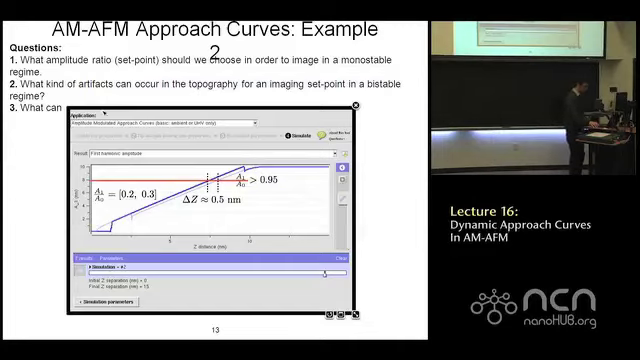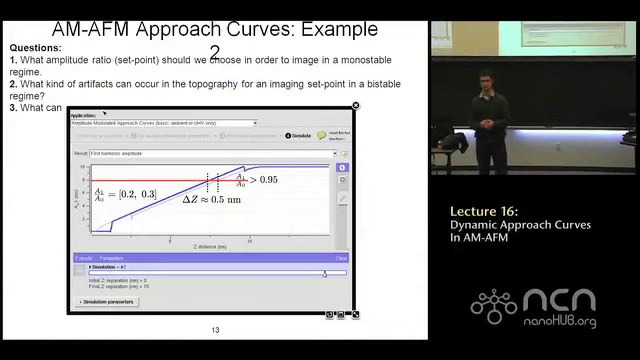Okay. The second is, what can happen if we image in the bistable region? So I mentioned before, if it's bistable, which branch we're on depends on the initial conditions, right? When we approached the sample, we stayed on the attractive branch. The amplitude got smaller because of the attractive forces. But when we got too close and touched the sample, we went to the repulsive. And then on the retraction curve, we stayed on the repulsive oscillation branch.